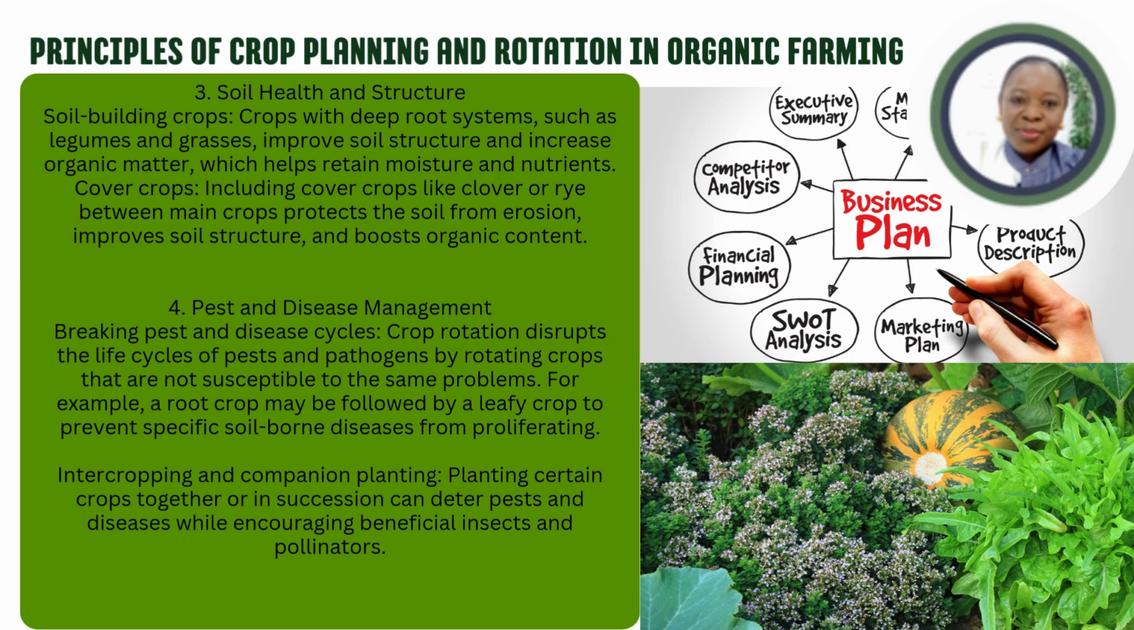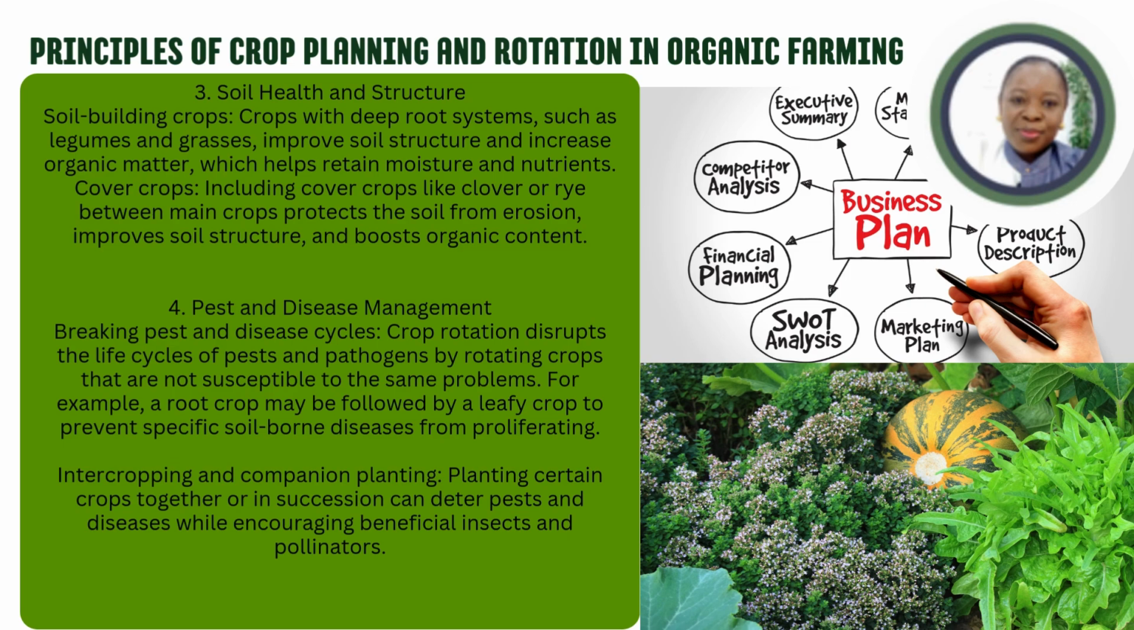The third principle for crop planning and rotation in organic farming is soil health and structure. Soil building crops. Crops with deep root systems such as legumes and grasses improve soil structure and increase organic matter, which helps retain moisture and nutrients. Cover cropping. Cover crops like clover, lab lab, and cowpea, planted between main crops, protect the soil from erosion, improve soil structure and boost organic content.